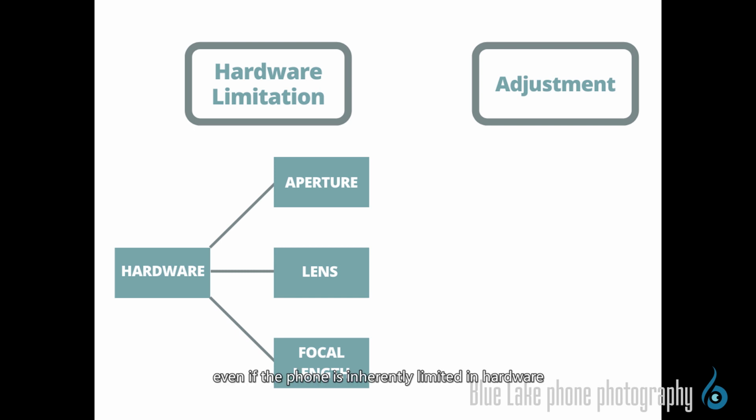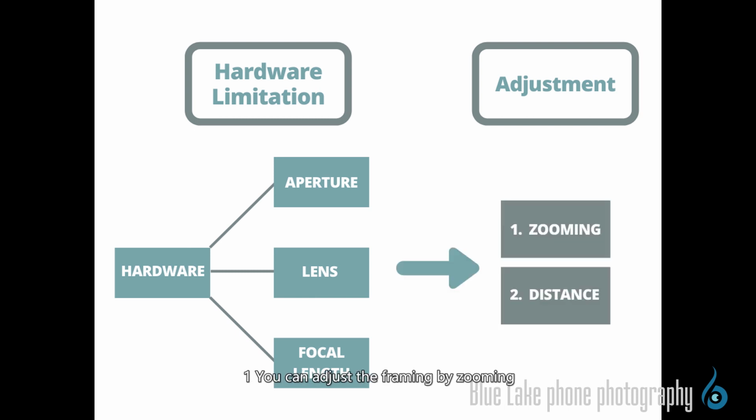However, even if the phone is inherently limited in hardware, it doesn't mean that there is no way to make up for it. There are 2 most common ways to enhance. First, you can adjust the framing by zooming, or changing the distance between the phone and the subject. Although both methods can achieve the zoom effect, the practical operation may still be a little different.